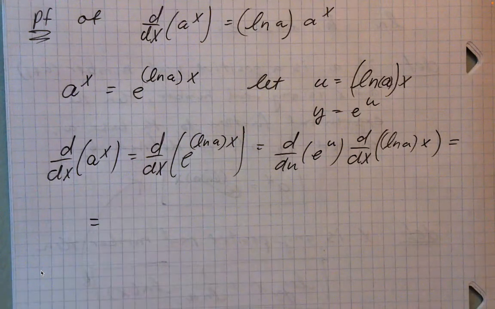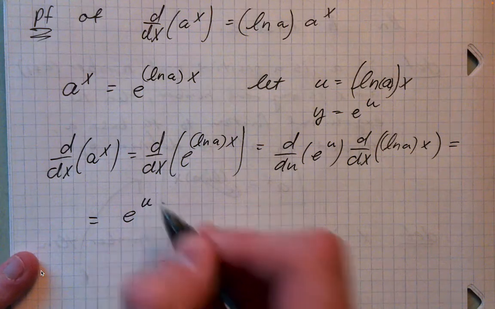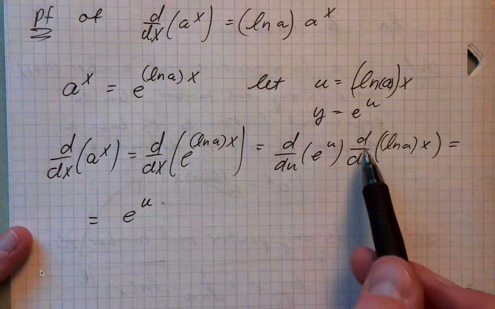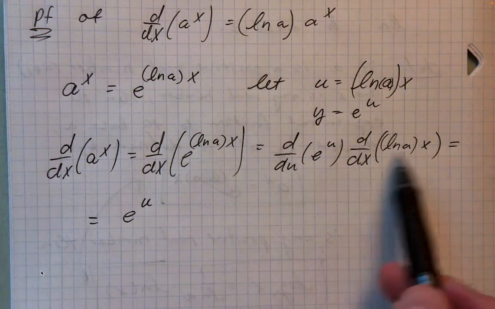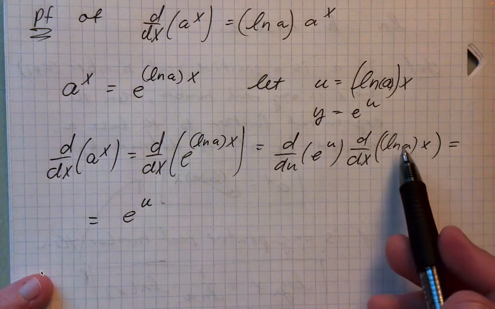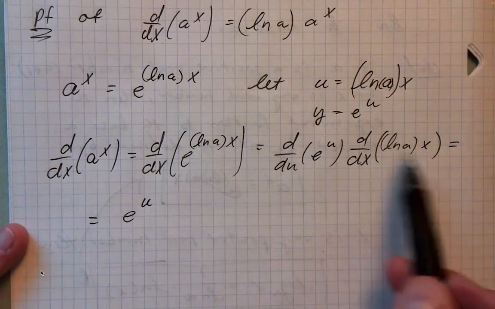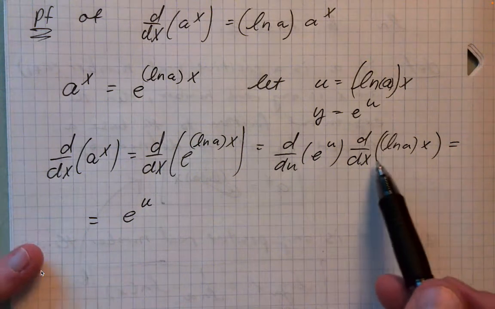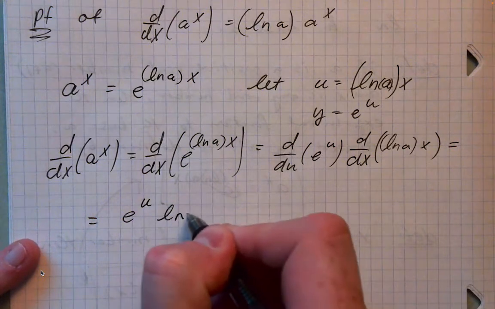Okay, and this one is really easy, right? So the derivative of e to the u is just e to the u. And then this one, what is the derivative of ln a times x? What is ln a? Right? Ln a is the natural log of the number a. That's just a constant, so there's no variable there. So that is just a constant times x, and so the derivative is just ln of a.